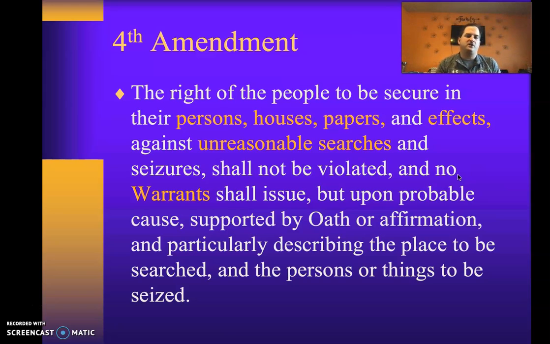Again, the important thing to remember is all the amendments deal with the government. The government cannot search you unreasonably. Same thing like with the First Amendment we talked about, how the government cannot take away your freedom of speech. That's different than your job or a private business. We're focusing on the government doing these things to you.